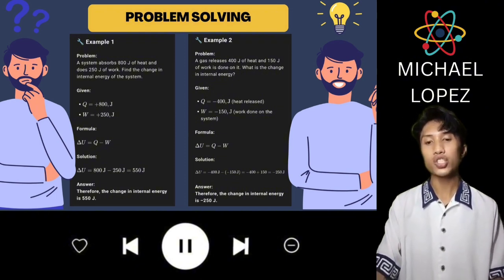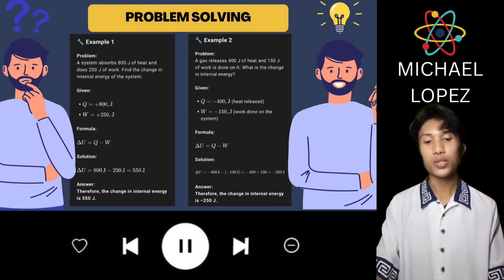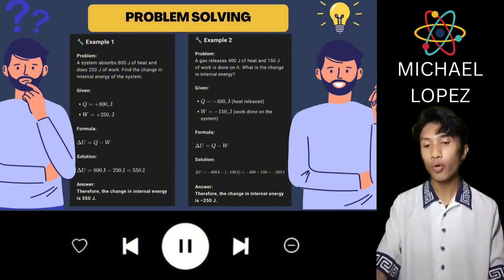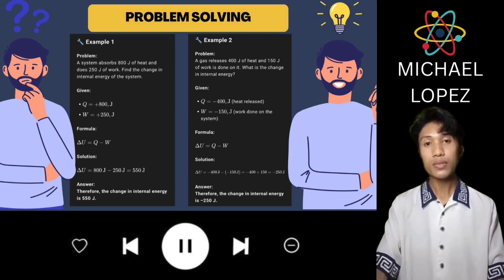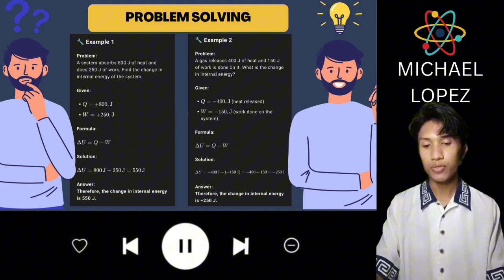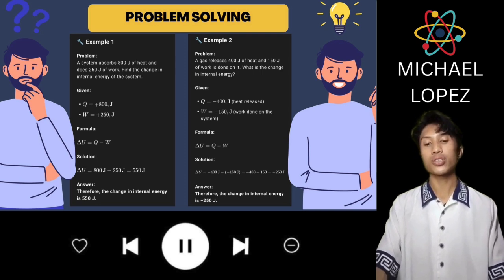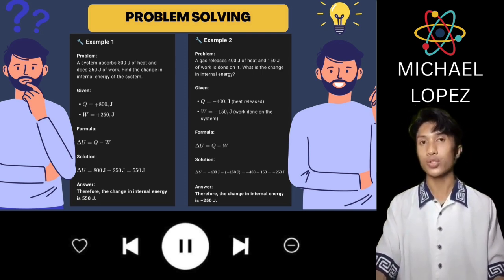Using the formula again, change in internal energy is equal to heat released by the system minus work done on the system. Let's find out the solution. So change in internal energy is equal to negative 400 joules minus negative 150 joules. Minus to minus, that is equal to negative 400 plus 150 joules equals negative 250 joules. So therefore, the change in internal energy in this problem is negative 250 joules.